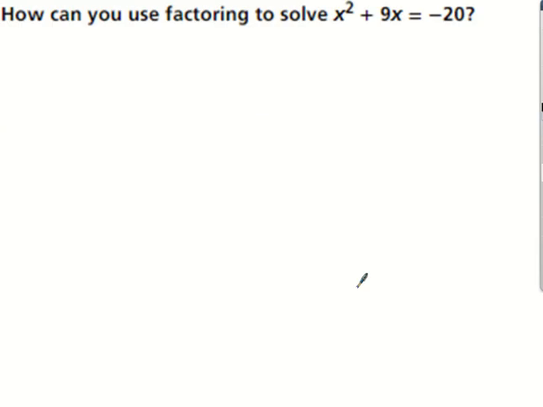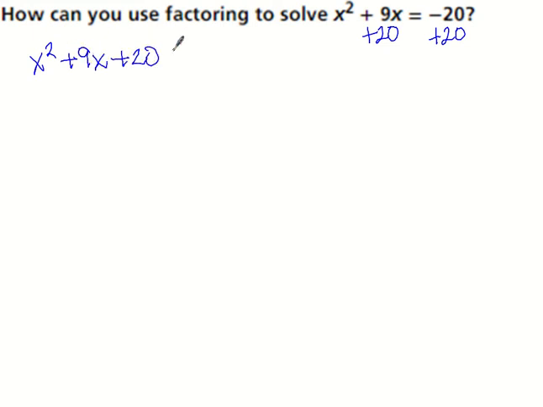All right, so it says, how can you use factoring to solve x squared plus 9x equals negative 20? Now, the first thing we always want to make sure we do, and you saw this on the additional practice yesterday, is that we first need to get it to equal 0. So we would add 20 to both sides. And so we end up with x squared plus 9x plus 20 equals 0. That's the first thing we got to do, is get it set equal to 0.